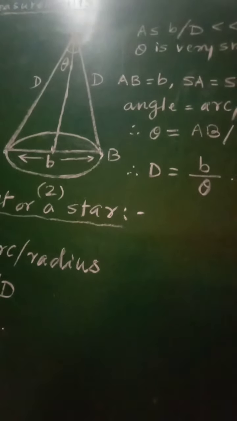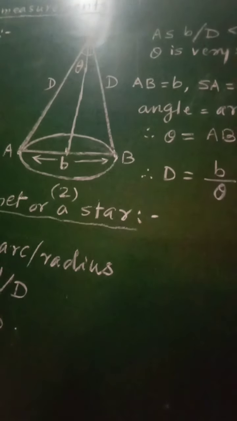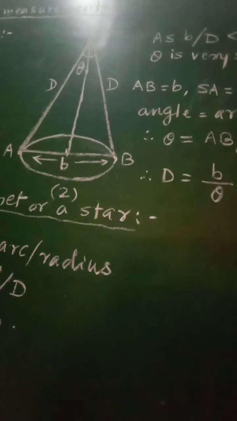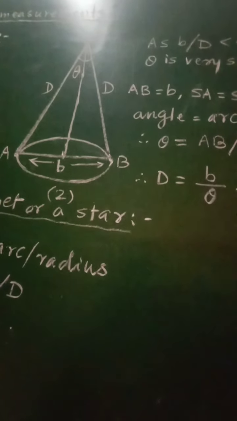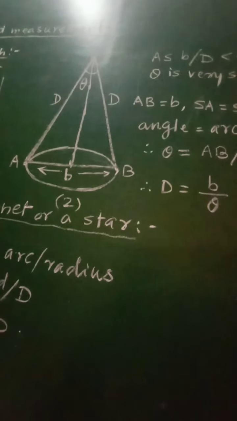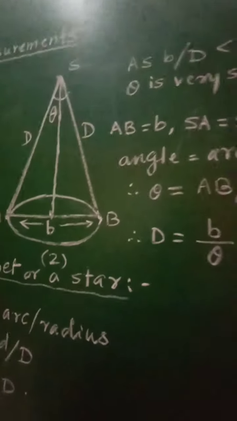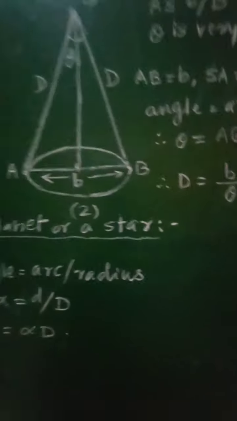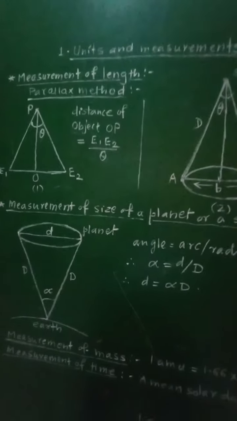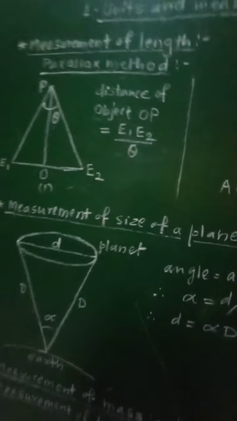Then by using this parallax method, we can measure the distance between two stars by measuring the parallax between the farthest points. So this was regarding the parallax method for the measurement of distances of the planets and stars which are far away from us.